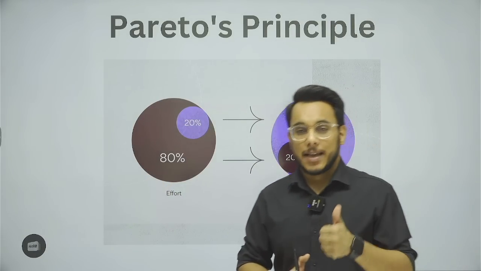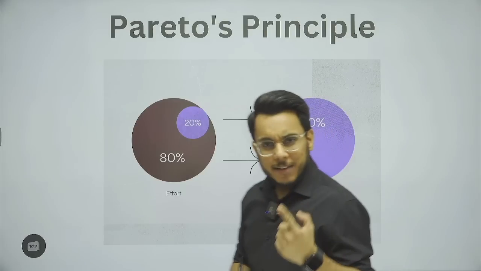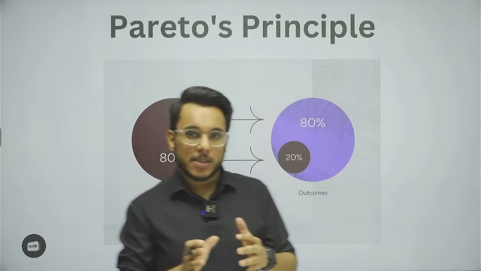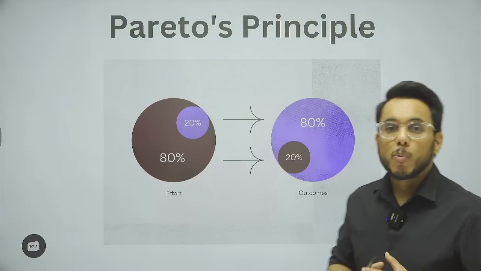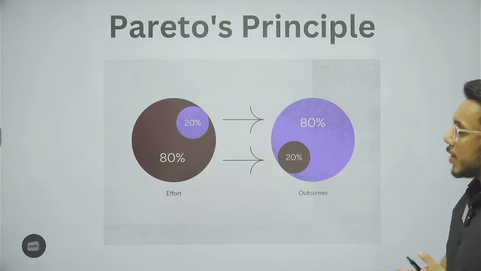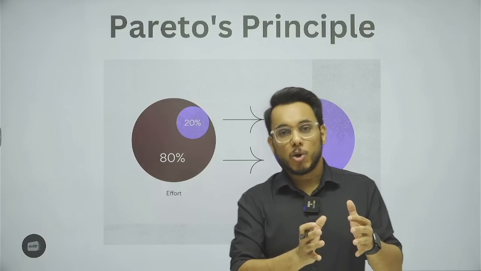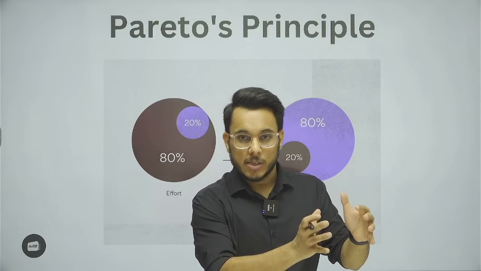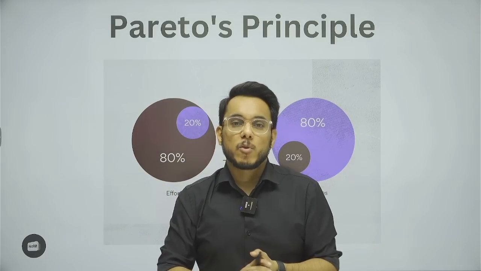Now, the first thing is that you should be mindful of Pareto's principle. First of all, we'll understand what Pareto's principle is and then we'll see the application of Pareto's principle in our UPSC examination. So, according to the Pareto principle, 80% of output, 80% of your result, is because of your 20% of inputs. Let me give you some examples.